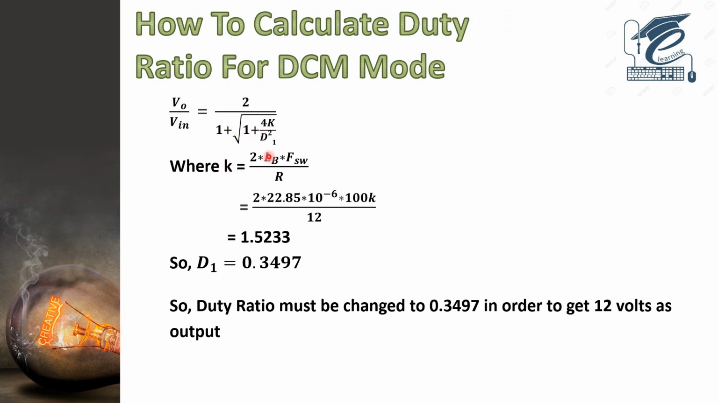Where K equals 2 multiplied by LB multiplied by F switching, divided by R. We have already calculated the inductor value and we know the switching frequency, and R we have calculated earlier, that is 12 ohms. So the K value comes out to be 1.5233. We will put this in the formula and find the D value. This will be our new duty ratio. We can give new pulses with this duty ratio to get our required output voltage. So in order to get 12 volts, we need to change our duty ratio to 0.3497.